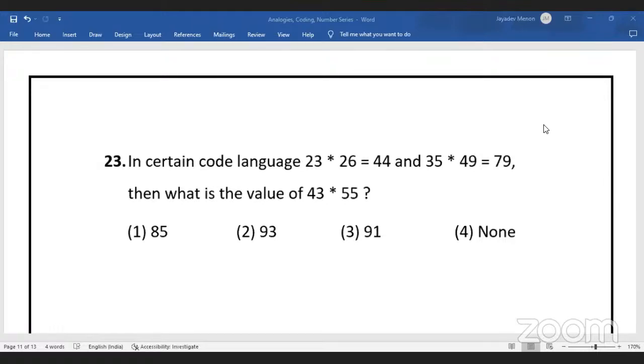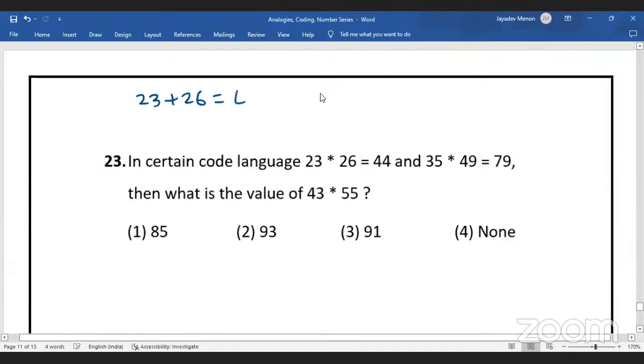In a certain code language, 23 star 26 equals 44. 35 star 49 equals 79. Then what is the value of 43 star 55? So here we need to identify what operation star is doing. 23 star 26 gives 44. So it will be something related to addition. But if you are adding 23 and 26, the answer is 49. But here we have 44.